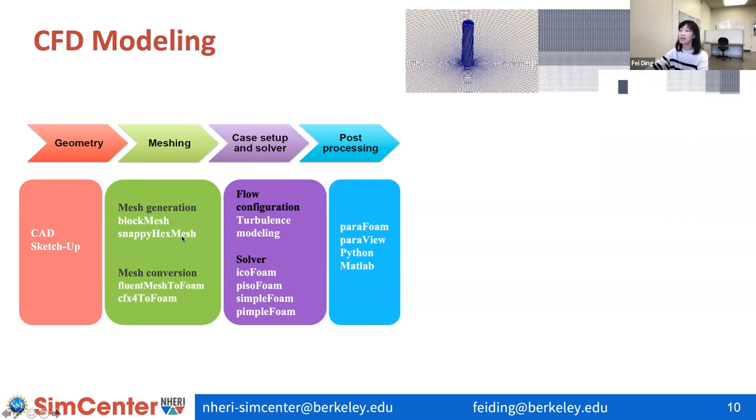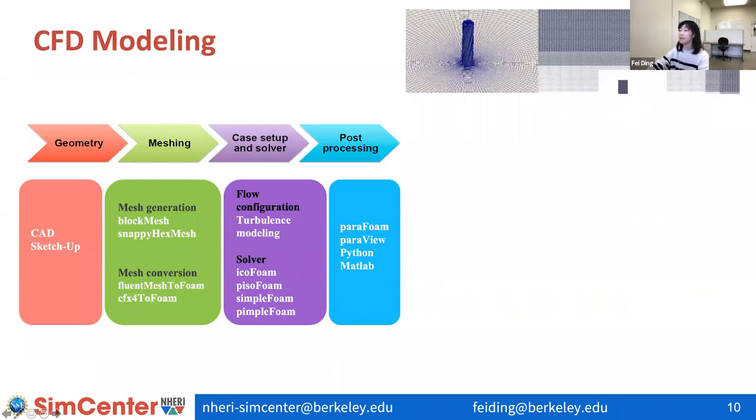The snappyHexMesh is easier compared to blockMesh. In snappyHexMesh, you need to provide the building geometries in an STL file. The STL file can be generated through CAD or SketchUp or other software. You provide the STL file, and snappyHexMesh will generate the hex and also the split-hex mesh in the computational domain. You need to refine some local regions that are critical, for example, close to the building surface or at the bottom of the computational domain to model the boundary layer flows.